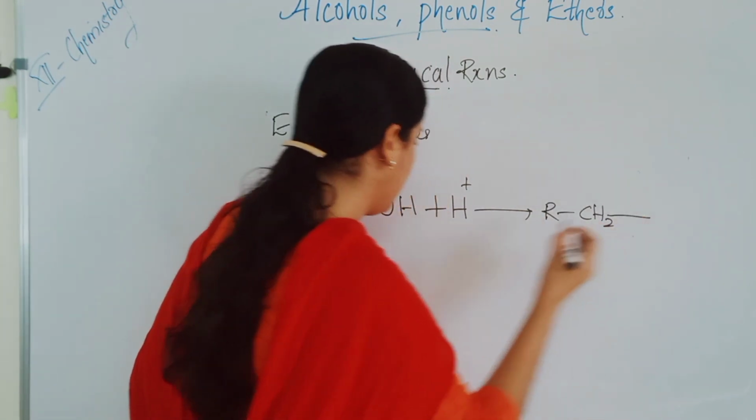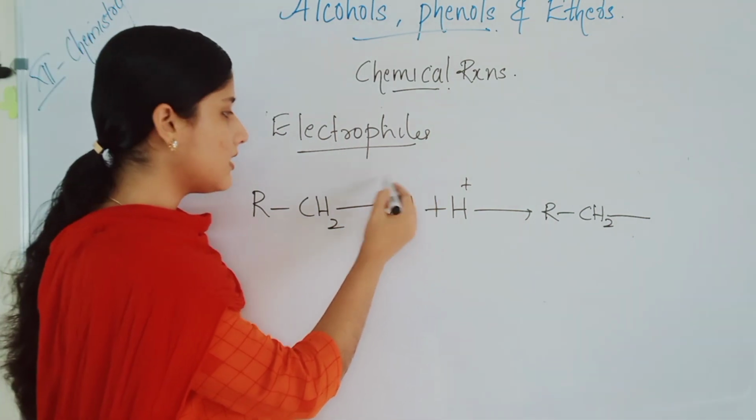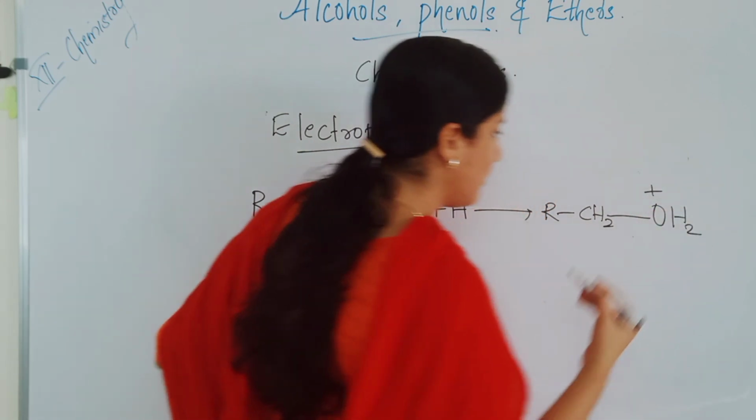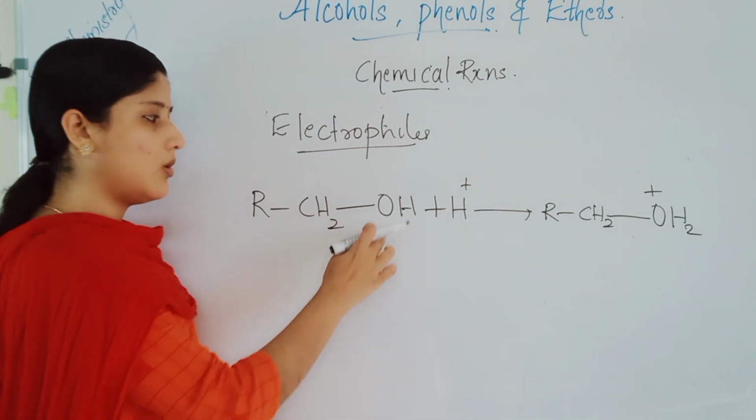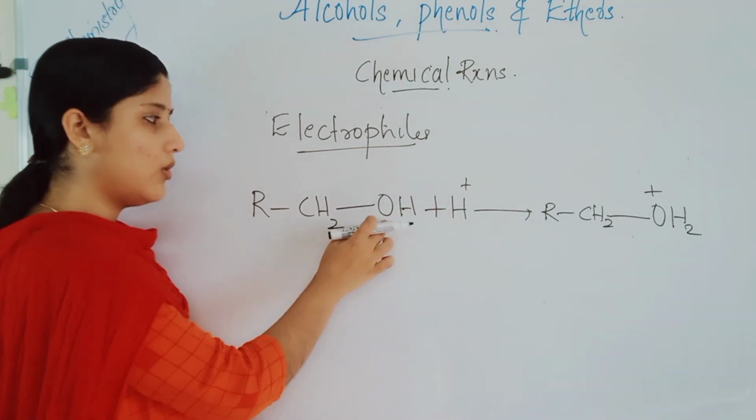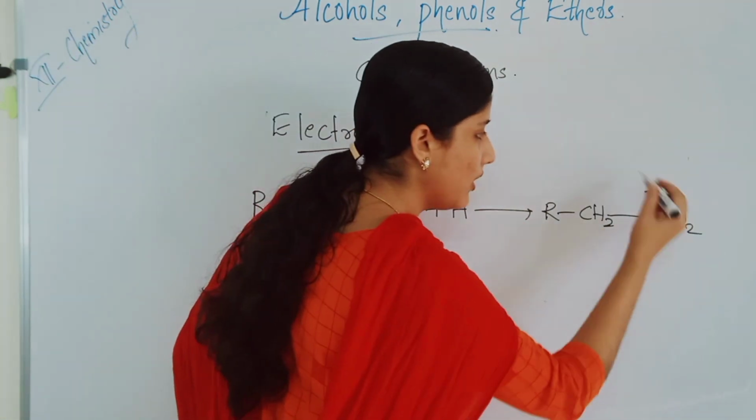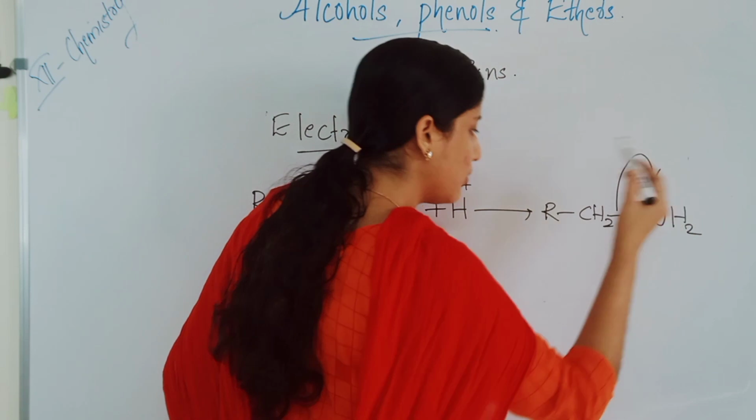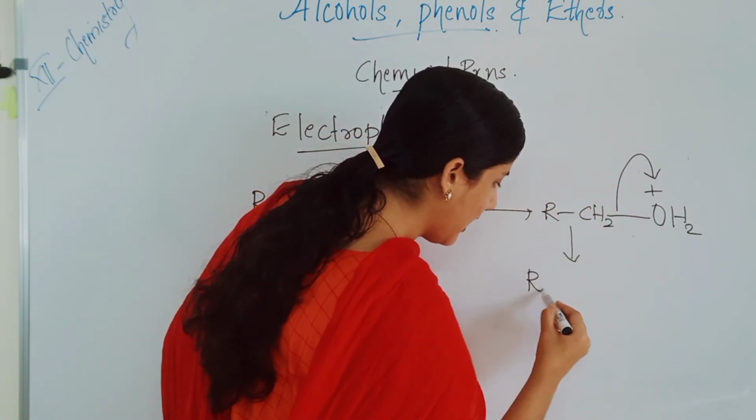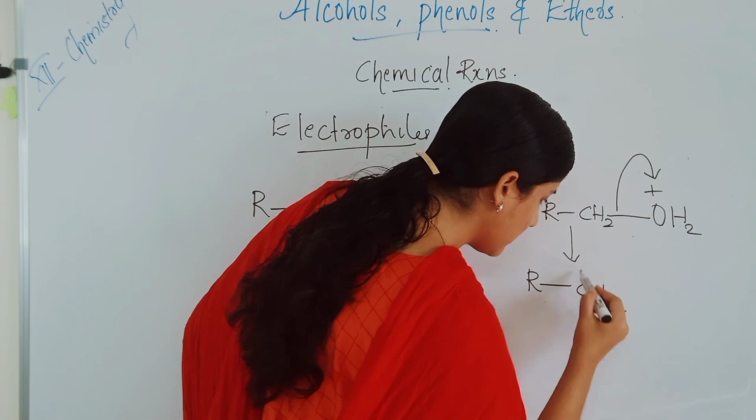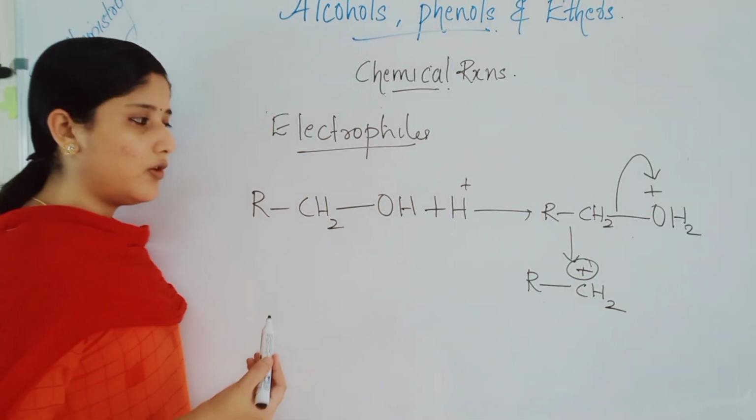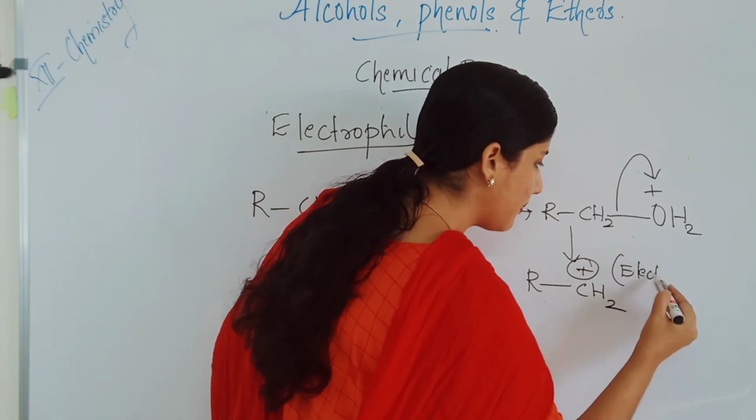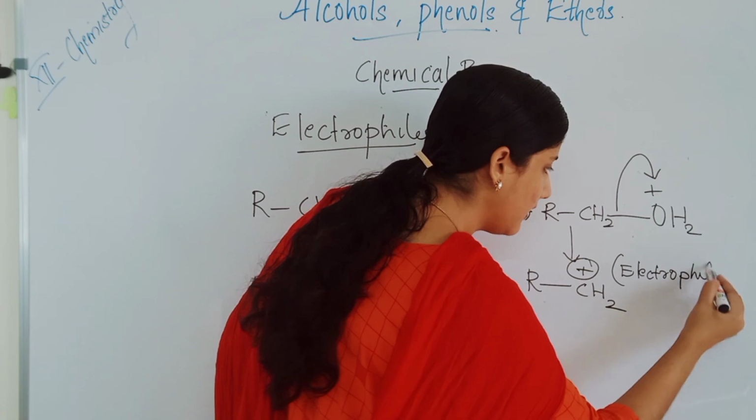RCH2. Here the H plus will attack this oxygen. So it will be OH2 positive, with a hydrogen on this oxygen. So oxygen will have a positive charge plus one more hydrogen: RCH2OH2 plus. And this water leaves as H2O, and here the carbon will have a positive charge. This is an electrophile, and this electrophile will take part in reactions.